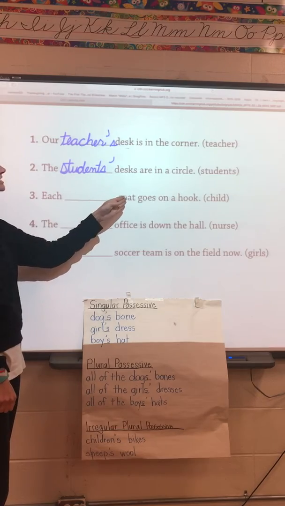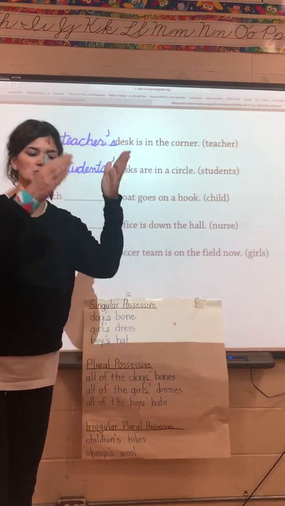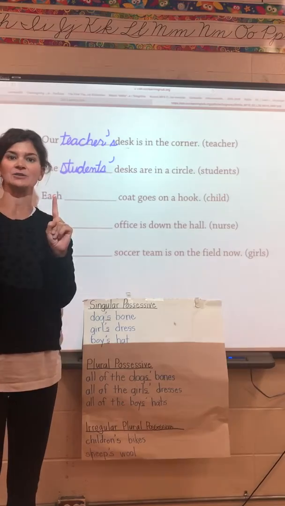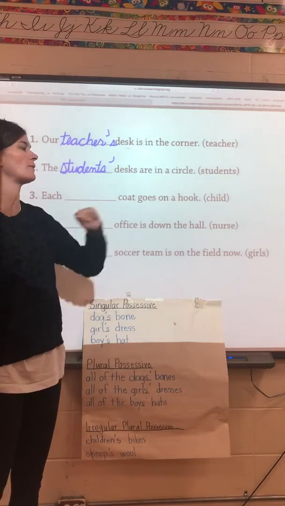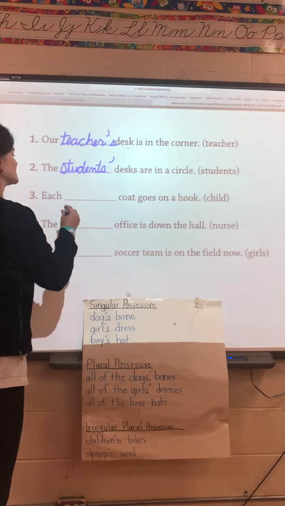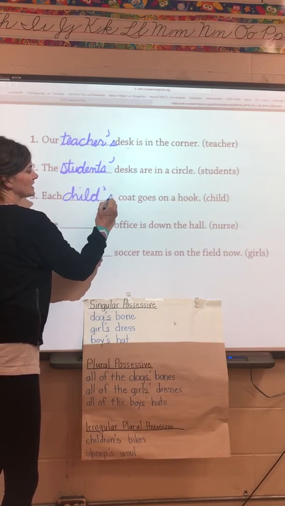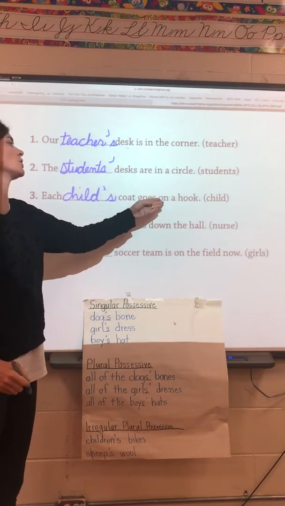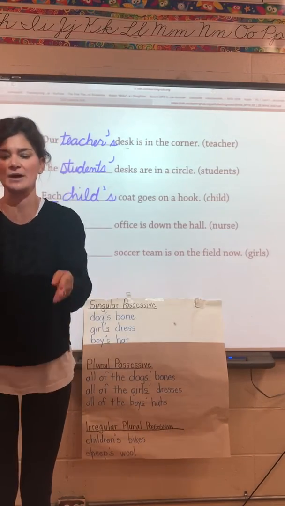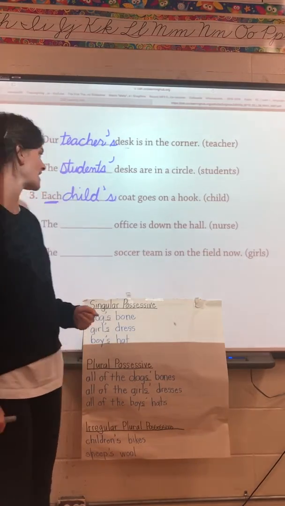Each child's coat goes on a hook. So each individual child, one at a time, you have one child. So if I have one child, each child's coat will go on a hook. Where is my apostrophe going to go? Before the S. Each, C-H-I-L-D, apostrophe S. Each child's coat will go on a hook. Each is the key word there, telling you we're talking about each individual one, not the group of students together.